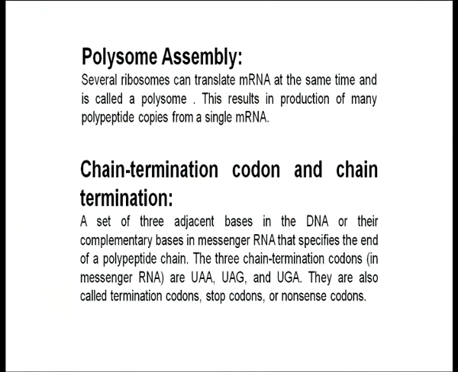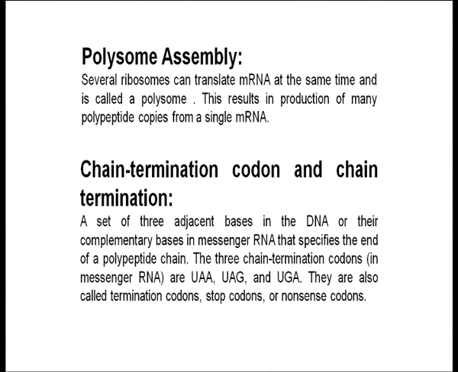What is a polysome assembly? Several ribosomes can translate the messenger RNA at the same time. It's not that on the messenger RNA the first ribosome will attach and one polypeptide chain is synthesized, and once it's synthesized, the next ribosome comes and synthesizes the next chain. It's not like that. Several ribosomes can translate messenger RNA at the same time, and it is called a polysome. This results in the production of many polypeptide copies from a single messenger RNA.